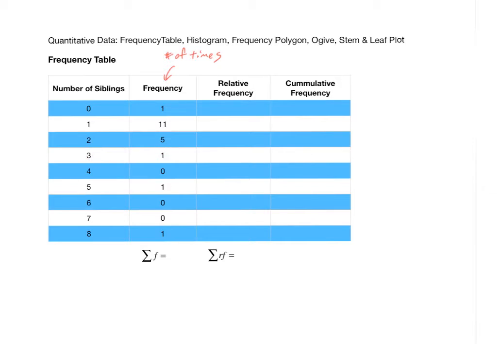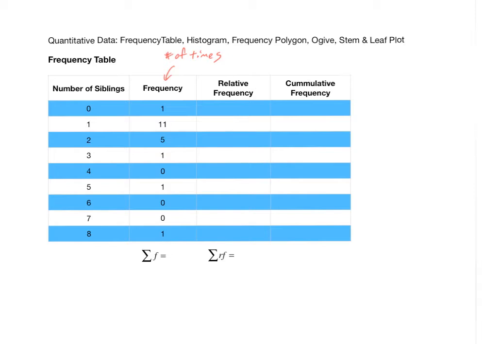And notice, even though there were no students with 4 siblings, I still put that in the table here because these are not qualitative values. They are quantitative, so I don't want to skip over any. So I started at 0, went all the way up to 1 student had 8 siblings.